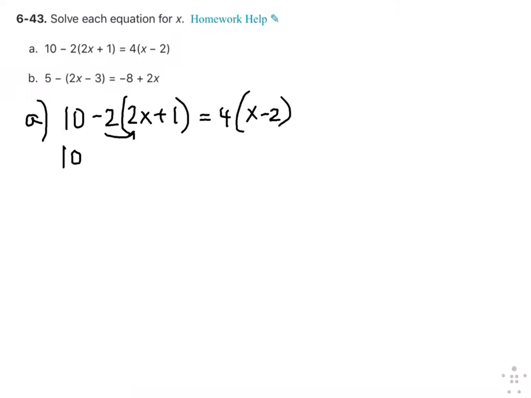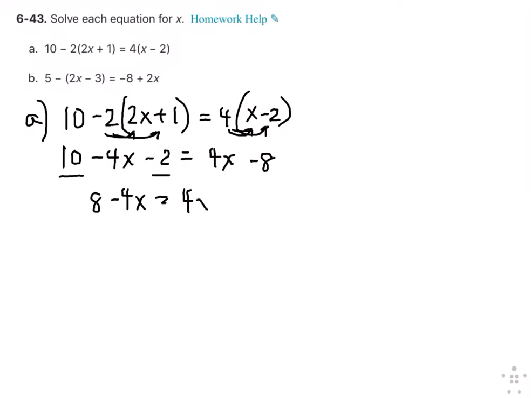So negative 2 times 2x is negative 4x. Negative 2 times 1 is negative 2. Here, 4 times x is 4x. 4 times negative 2 is negative 8. Now I'll combine like terms. 10 and negative 2 is 8 minus 4x equals 4x minus 8.